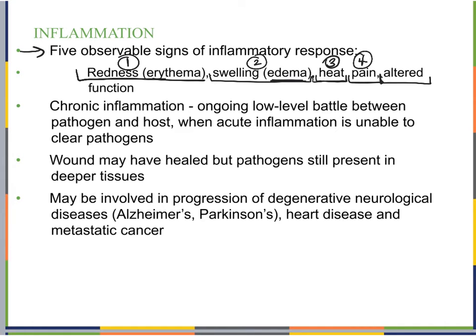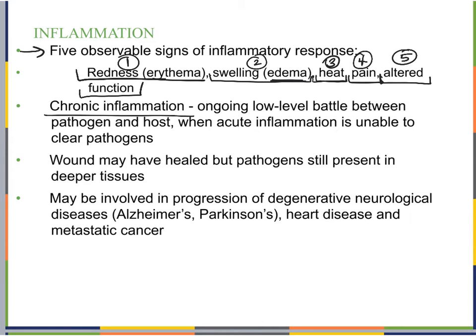And then we have altered function. So altered function means that this area is so red and swollen, and there's pain and heat, and this is meaning that we are not able to use that particular portion of our body as easily. So it's altered function. So if it's on a knuckle, for example, let's just think about that. If we get a cut on our knuckle and all of this is happening, we have an inflammatory response happening, then we wouldn't be able to bend our finger easily because we have this swelling, because we have this heat and this pain. So we have this altered function as well.